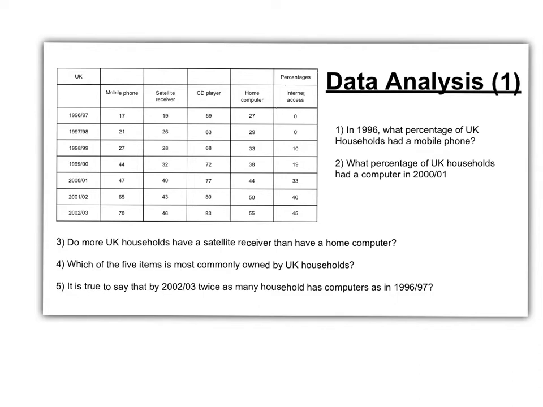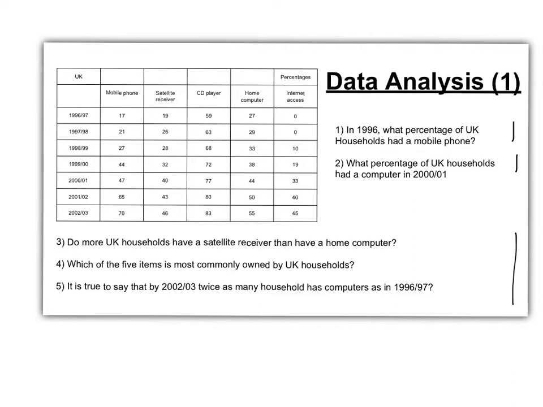Firstly, before I look at the data, I give a quick scan of the questions, so I read the questions as they are here. Question 1: in 1996, what percentage of UK households had a mobile phone? Question 2: what percentage of UK households had a computer in 2000-2001? Question 3: do more UK households have a satellite receiver than a home computer? Question 4: which of the 5 items is most commonly owned by UK households? And question 5: is it true to say that by 2002-03, twice as many households had computers as in 96-97?